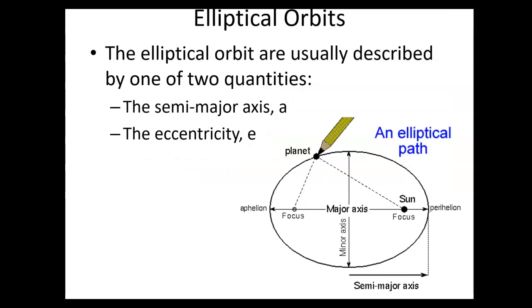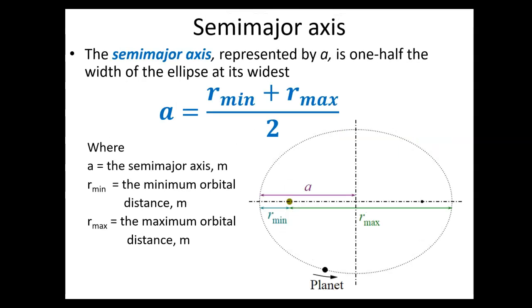Elliptical orbits are commonly described by a couple of quantities. One is the semi-major axis, A. The other is something called the eccentricity. Let's first talk about the semi-major axis. The semi-major axis is 1/2 of the width of the ellipse at its widest point. You could also find A: it is R min plus R max divided by 2. The R min and R max, when added together, equal the entire major axis of the ellipse. And so if you divide by 2, you get the semi-major axis.